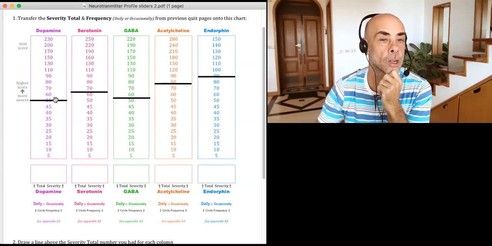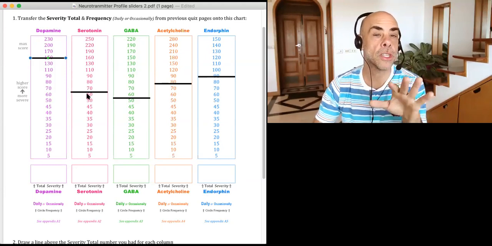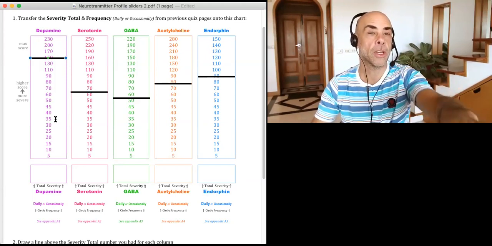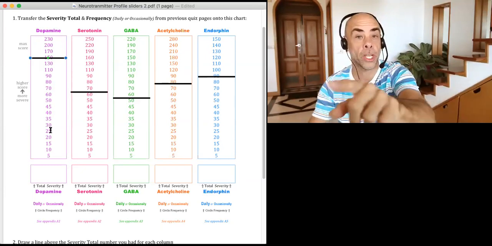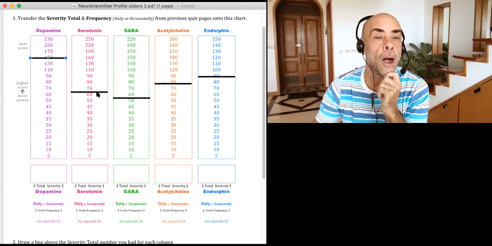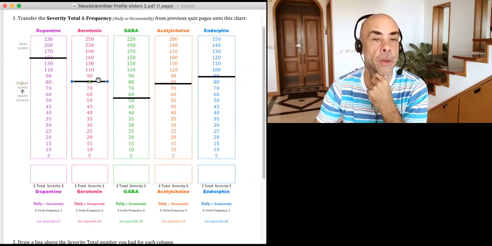15 of 23. 15. Okay, so on this scale, it's 115. I'm actually using a different scale. You'll notice this doesn't go up to 23, it goes up to 230. It's a times 10 scale. And so what's your serotonin? 8 of 25. 8 of 25, so that's about 80.